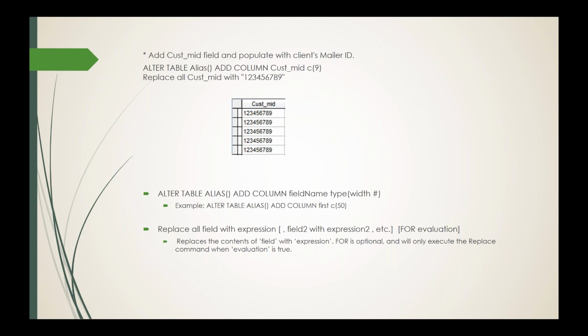So let's say you have a script running and you want to add a particular mailer ID for that specific script. Well, using this command, the very first thing we're going to do is add that column. So using our alter table command, we alter table alias, add column cust MID, and that's going to add a cust mail ID field, which is a character field, and it's 9 characters in length. We're going to replace all of that customer mailer ID field with just 1, 2, 3, 4, 5, 6, 7, 8, 9, and I've enclosed that in quotes. So it's just replacing that field with static text. That's all that's going into that field.